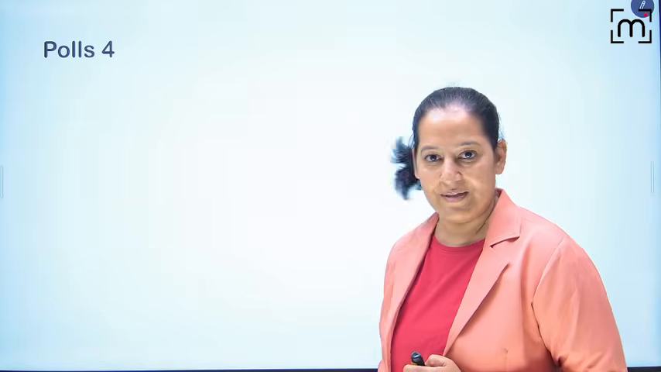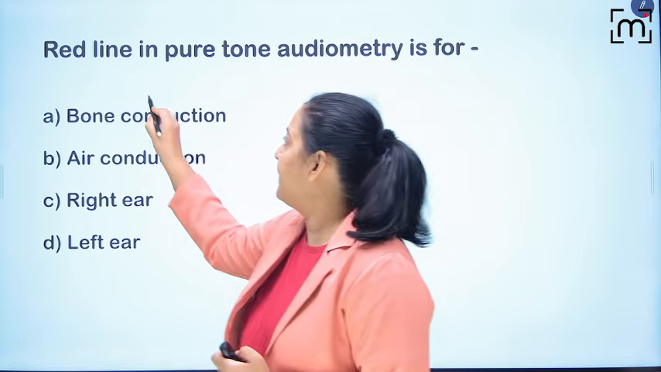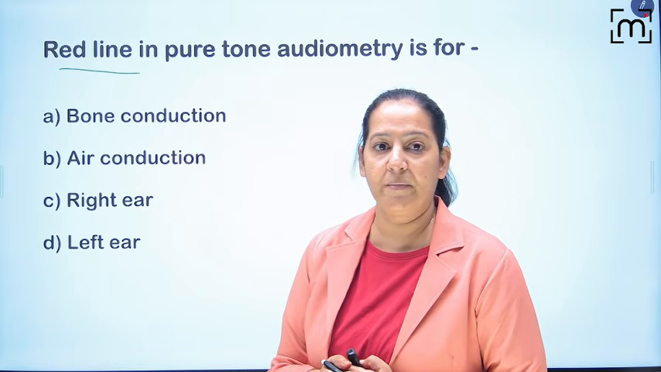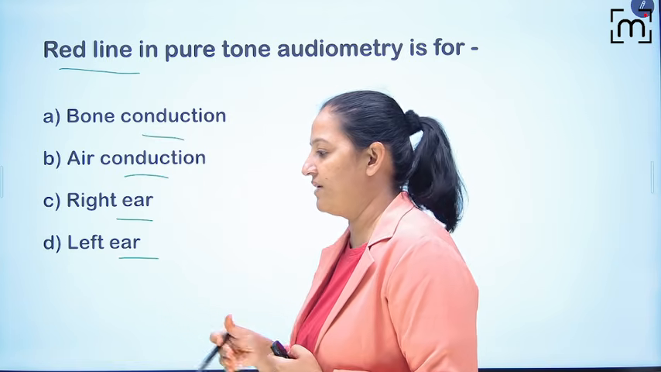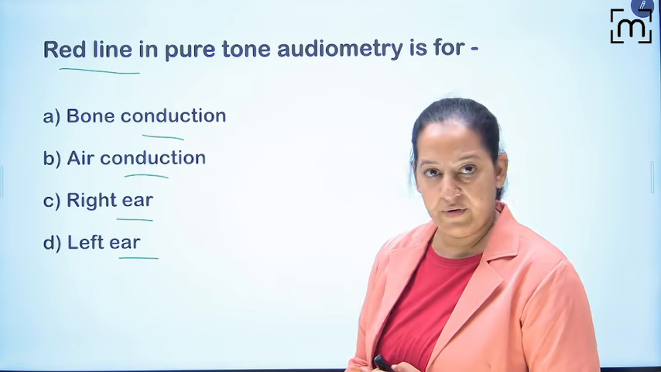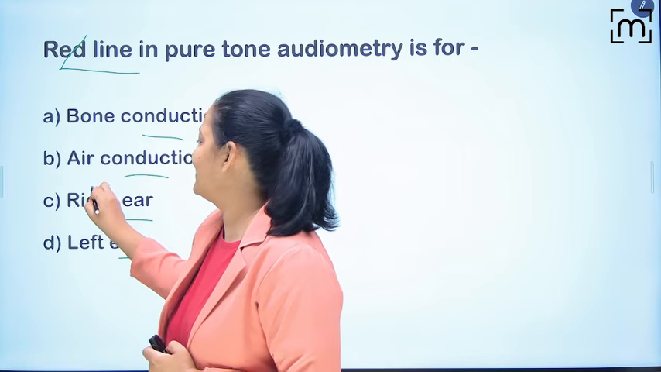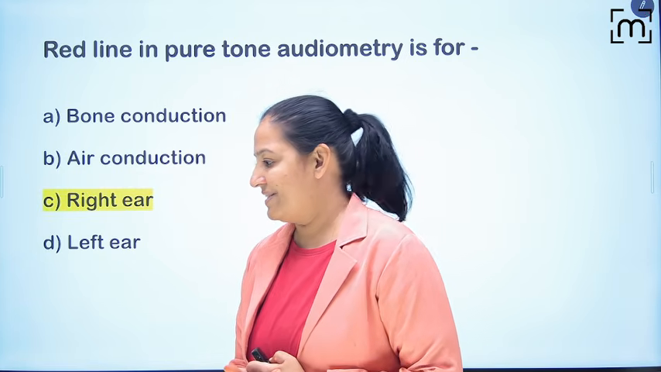So I'm having some polls, some questions for you. The first question is in front of you. Red line in pure tone audiometer indicates what? Bone conduction, air conduction, right ear, left ear. I told you a mnemonic also. People respond, come on, fast. R for R. So red line is for right ear. Yes, absolutely right. Red line is for right ear.